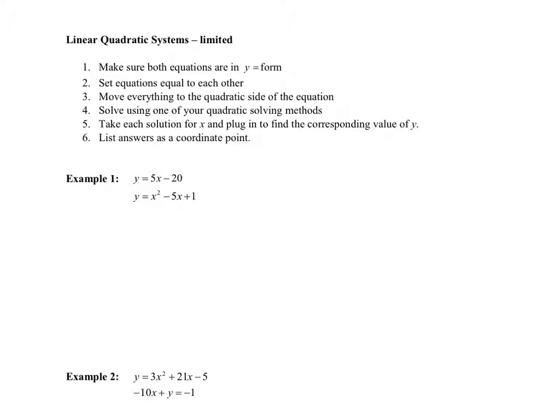So let's jump right in to this first problem. Set them equal. So 5x minus 20 equals x squared minus 5x plus 1. And again, the reason we can set them equal is because if they both equal y, then they must equal each other. That's the transitive property that you learned in geometry. So we're going to move things over. I'm going to subtract 5x over.